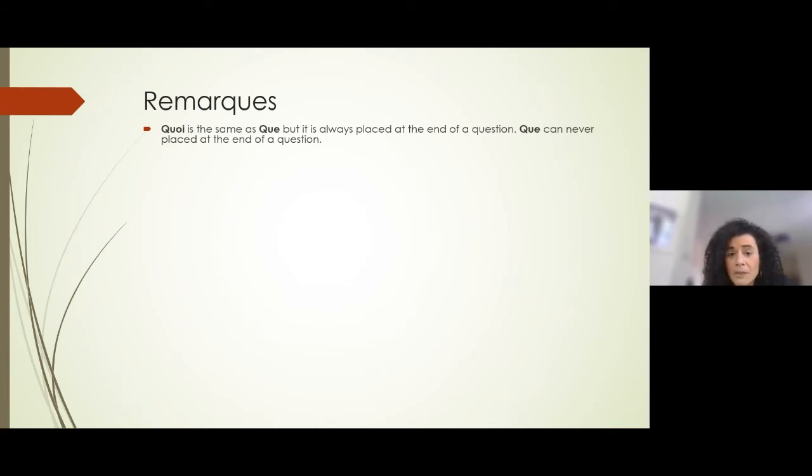Alors, a few things you need to remember when you form questions in French. Donc, quoi is the same as que. So, que meaning what, d'accord? It is the same. If you see quoi, it is the same as que. But it is always placed at the end of a question. Que can never be placed at the end of a question. So, example, que fais-tu? Tu fais quoi? The meaning is the same. What are you doing? But que can only be placed at the beginning of a question, whereas quoi only comes at the end. Okay, so you can't say quoi fais-tu, for instance, as you can't say tu fais que. So que comes first and quoi is always at the end of a question.